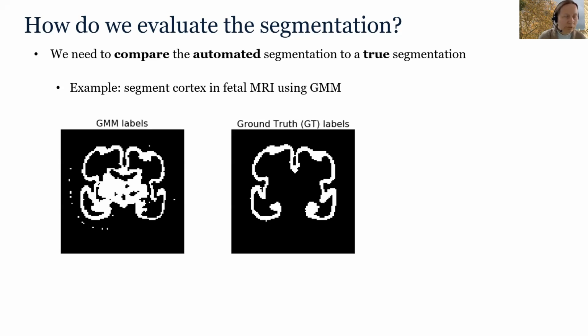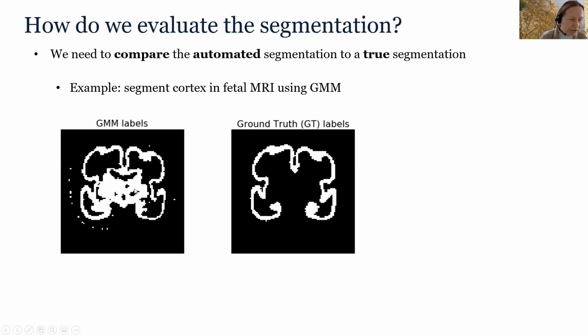So let's have a look at the example here. What we want to do, we want to segment cortex in fetal MRI. And this is the ground truth segmentation. That's what it should look like. And for that, we use 3-class Gaussian mixture model. And this is the automated segmentation that we get.